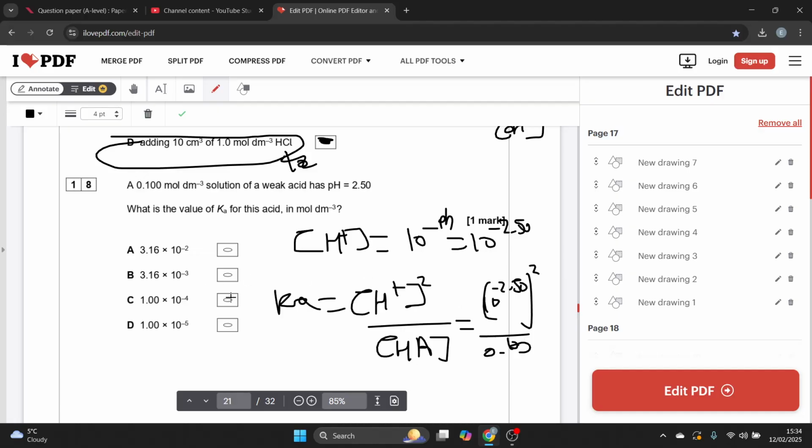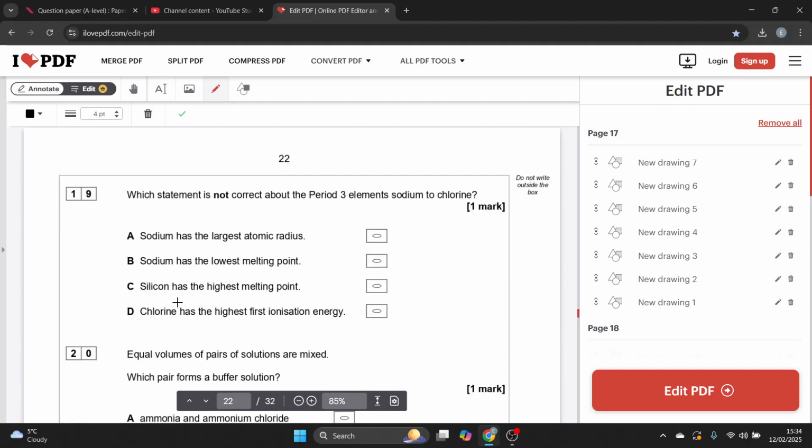And I get 1.0 times 10 to the power minus 4, so the answer is C. Question 19. Which statement is not correct about the period 3 elements sodium to chlorine?